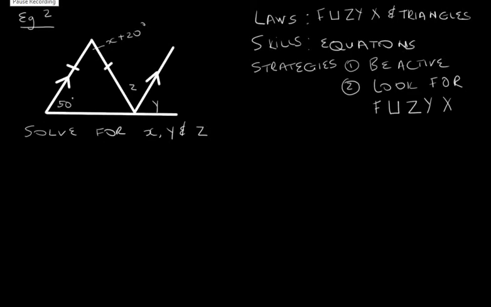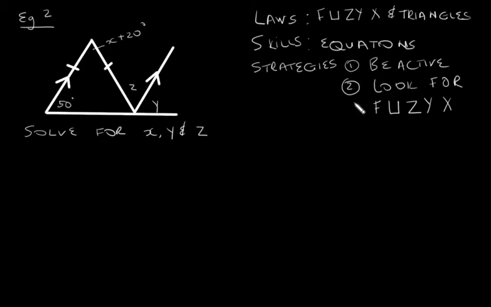So let's look at example 2 where you need to solve for x, y and z. Now if we look at our laws, skills and strategies, we need to know our fuzzy x. We also need to know triangles. Triangles will be covered in the next video, so please look out for that. But we'll cover the very quick basics in this lesson. What skill sets do you need? You need to know how to solve an equation. Strategies, like I said, we are going to be active when it comes to geometry. In other words, when we find an answer, we fill it in on our diagram.